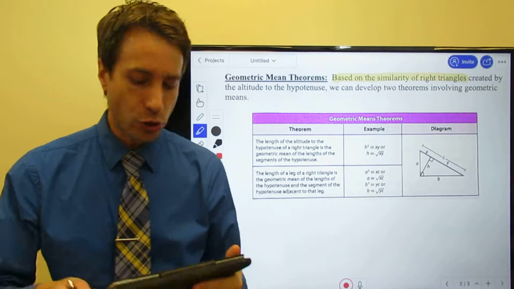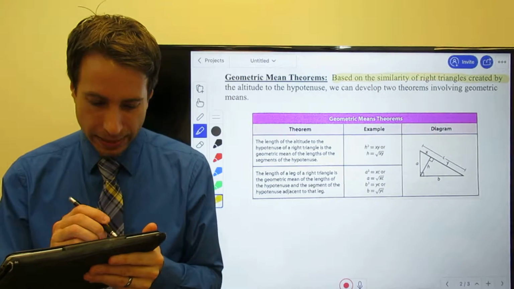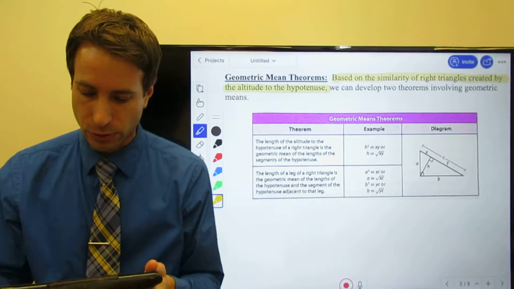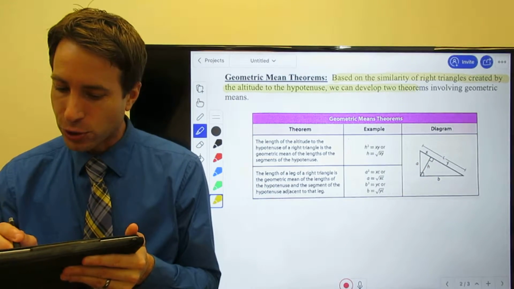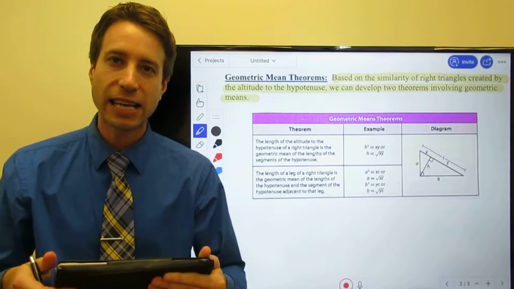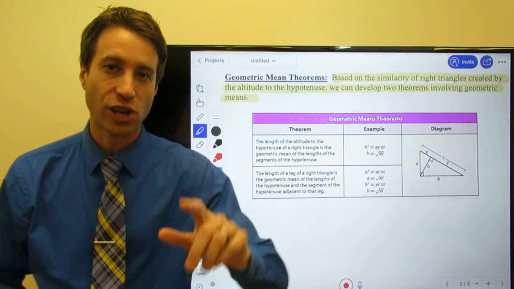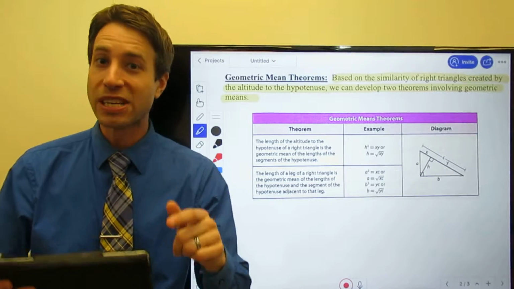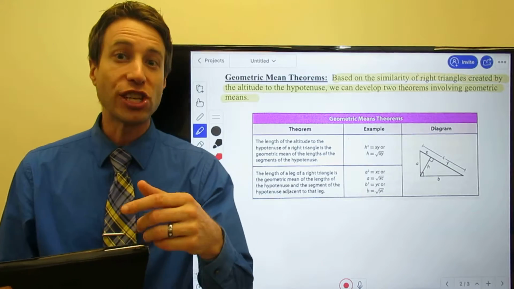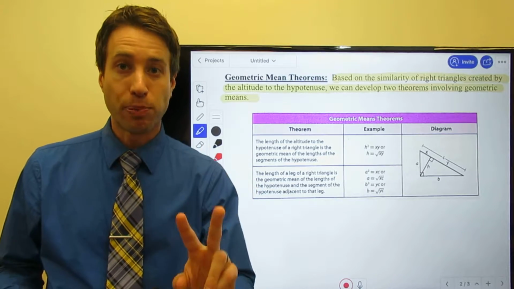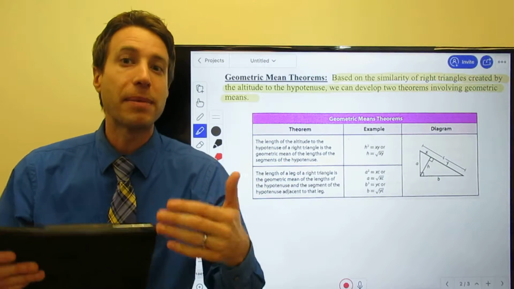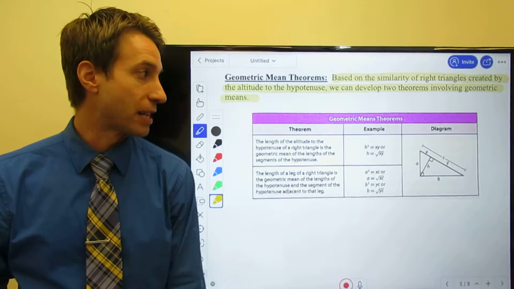So similar right triangles created by an altitude to the hypotenuse, which is exactly what we did. We just dropped in that altitude. We can develop two theorems involving geometric means. So we're now going to take those two ideas from the first page, the similarity of right triangles, and how you find the geometric mean, which is the square root of the product of two numbers. So I multiply the numbers together, take the square root of them, and that gives me the geometric mean.